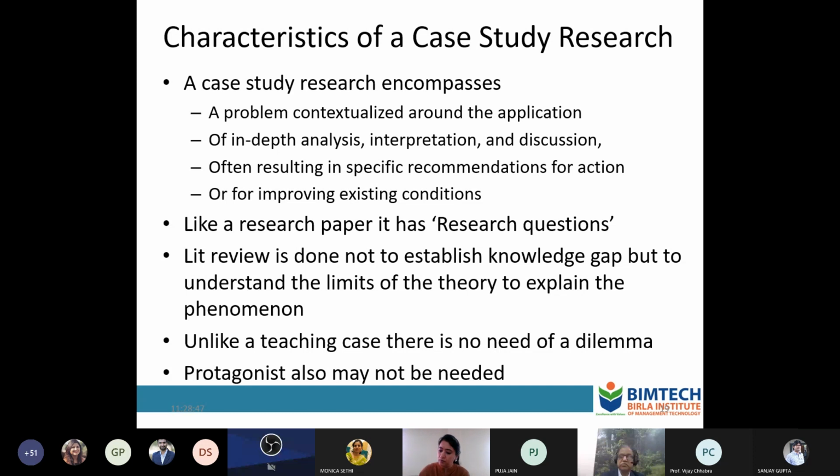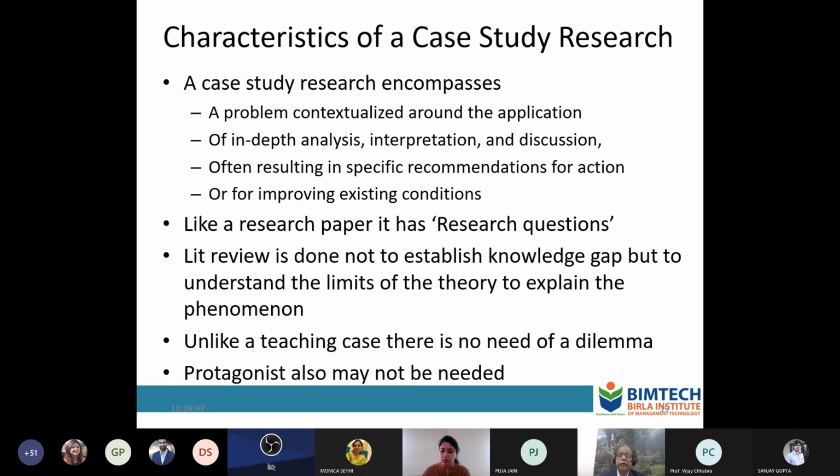Once the theoretical lens is fixed, that will guide you how to ask questions, which questions, because you have already decided your theoretical lens, but you have kept it broad. You have not come down to transformational leadership. You have said leadership. So you will ask questions where the answers might drive you to leadership.